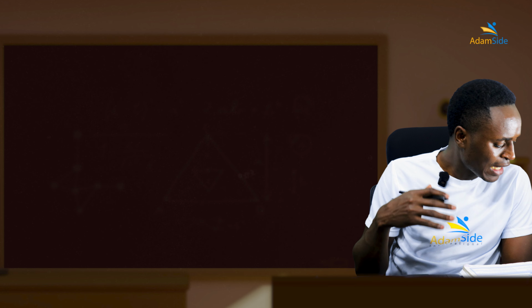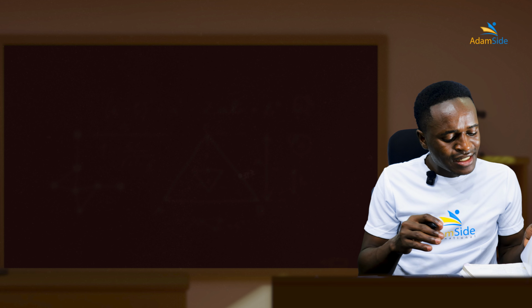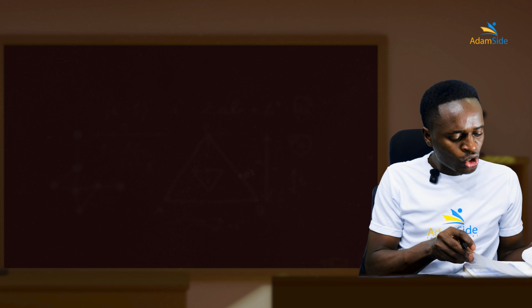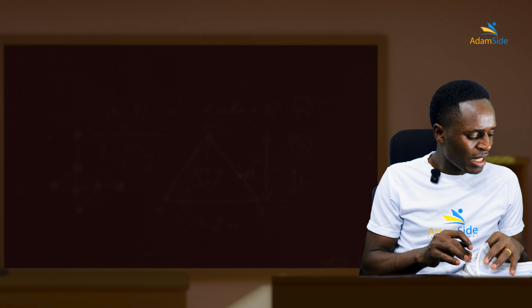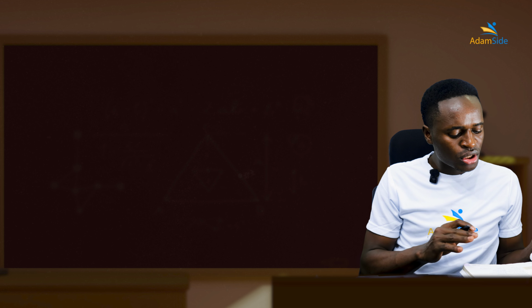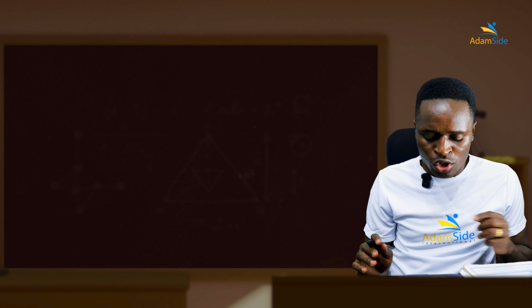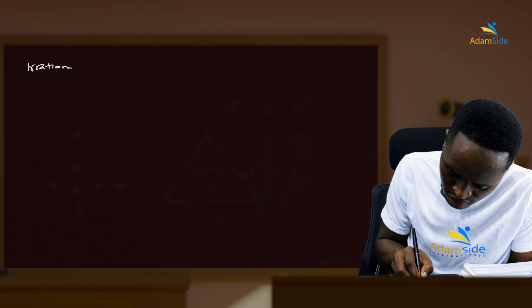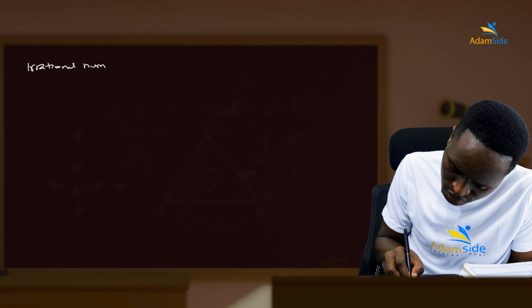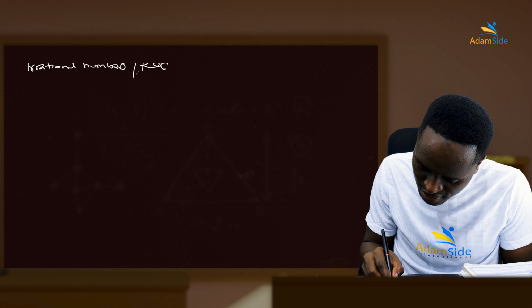Now we go to another examined area that is highly tested in your IGCSE math. In your IGCSE math, you won't run away from it. What is called irrational numbers and rational numbers. You need to understand this.